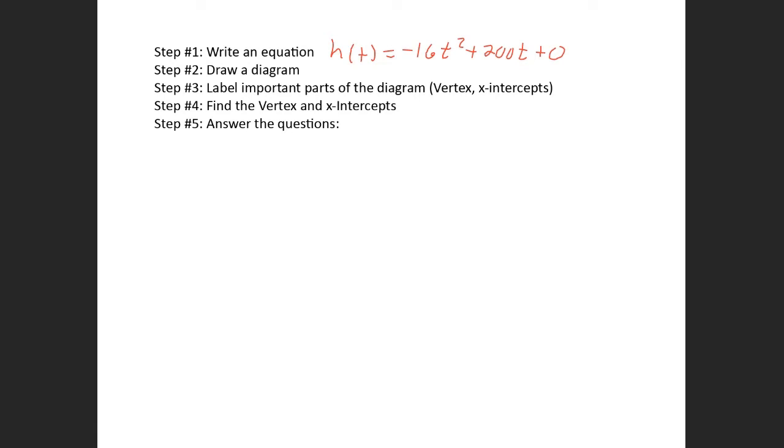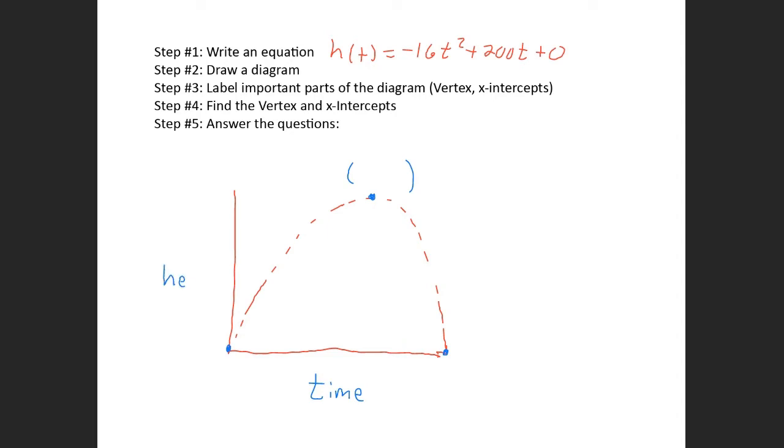Draw a diagram. The diagrams are always going to look very much the same. This rocket is going to go up, and it's going to come back down. If I can find three things, the point where it crosses here, the point where it crosses here, and the vertex, because the vertex in a problem like this is time, and this is height. So if I can find the vertex, it is time, comma, height. That's what the vertex is.